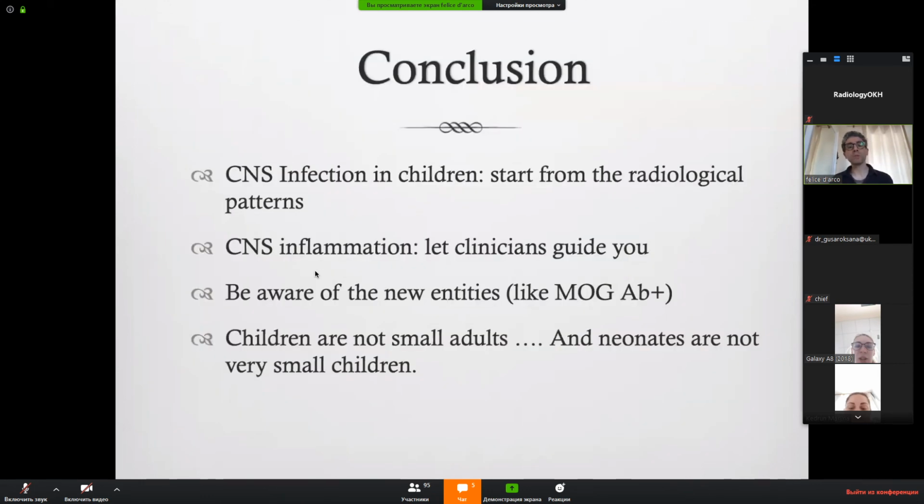So in conclusion, brain infection in children starts from the radiological part. CNS inflammation, let the clinician guide you, and be aware of the new entities like MOG. Children are not small adults, and neonates are not very small children.